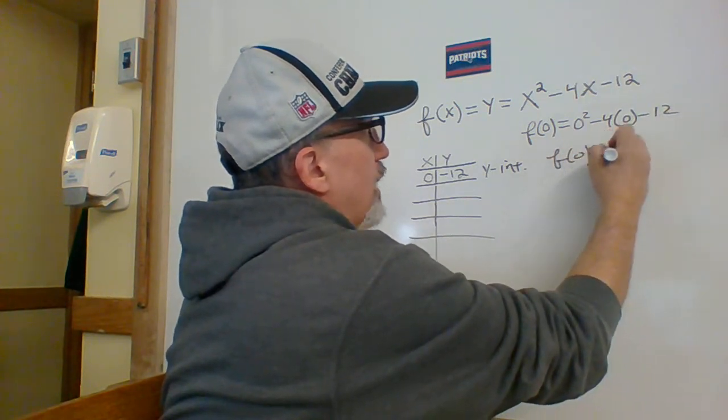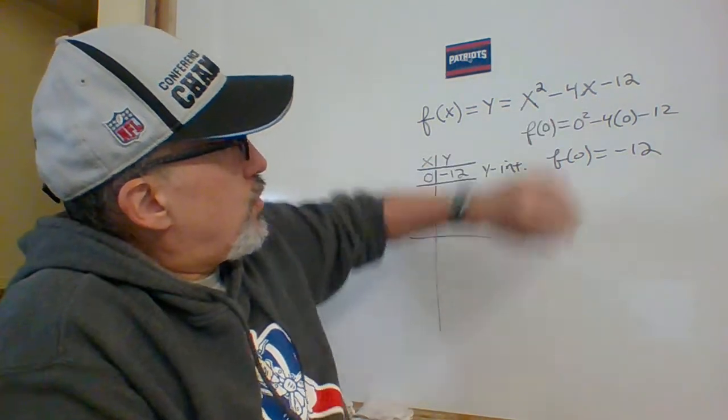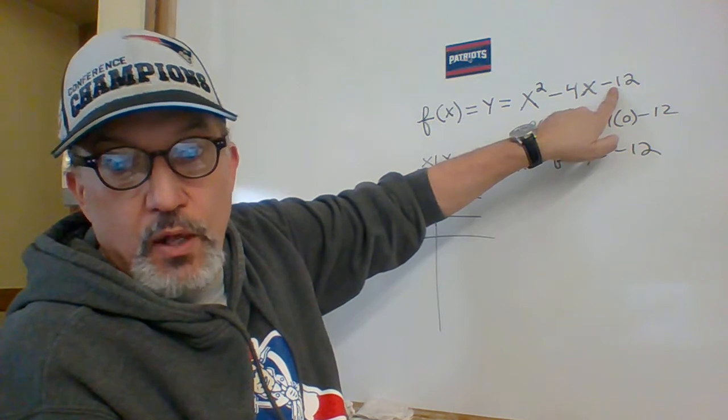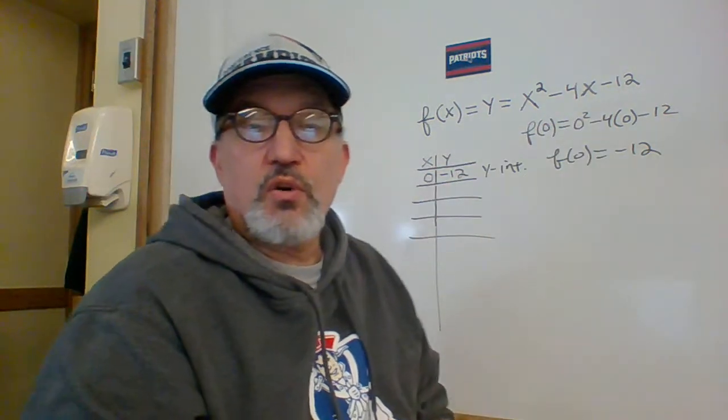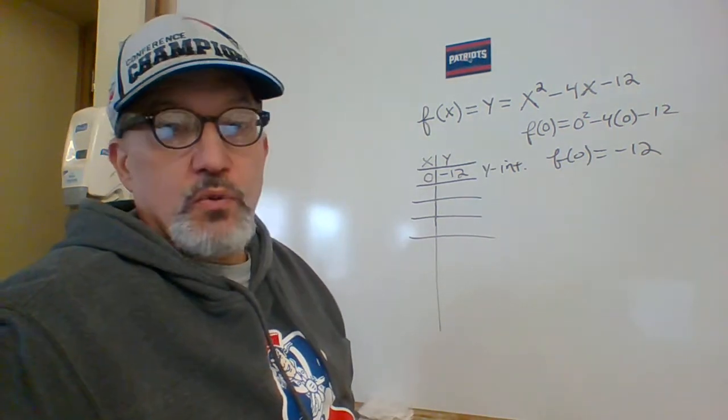Now, this work is entirely unnecessary because when x is 0, these two terms go away and the y-intercept is staring you in the face. It's -12. The graph of this function crosses the y-axis at the point (0, -12).